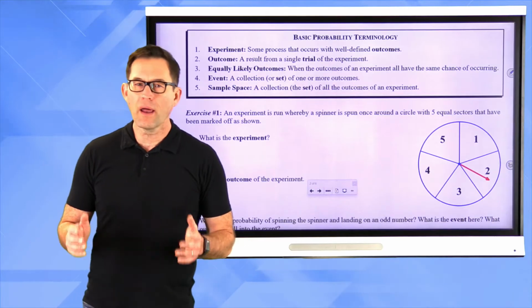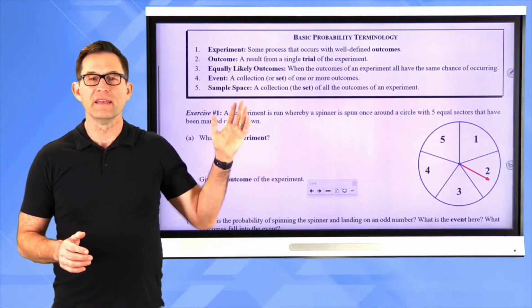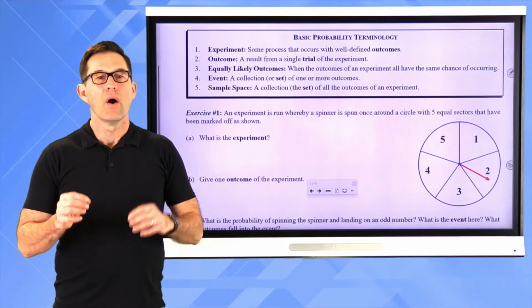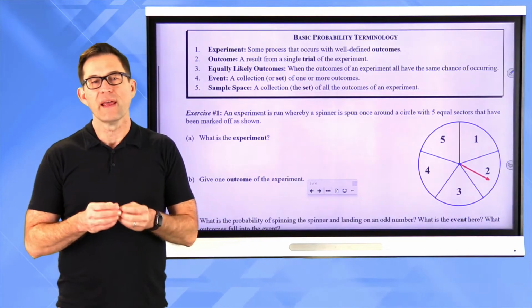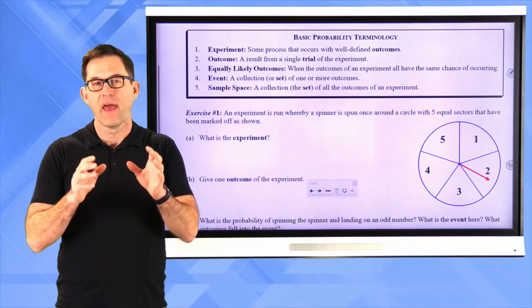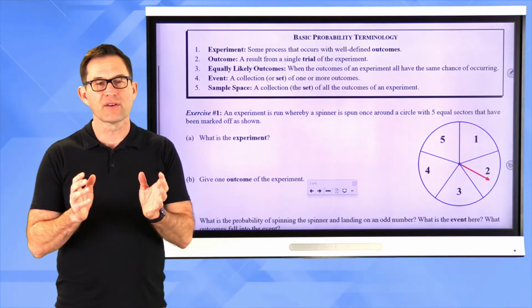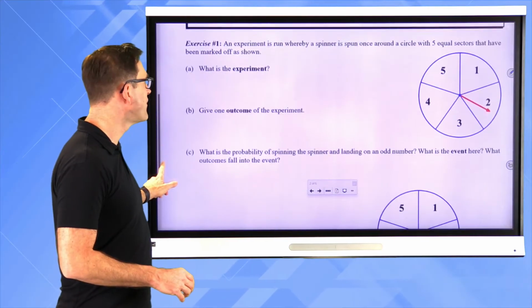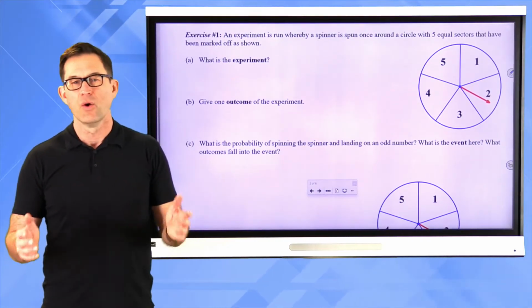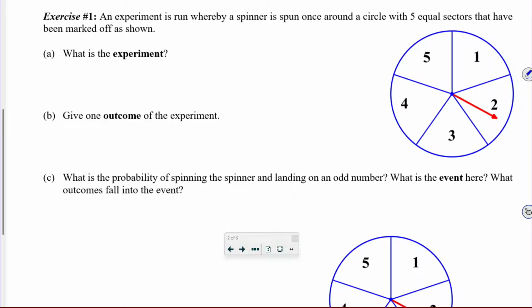All right, now a lot of probability, you don't really particularly need to know this terminology, but as you move through this unit, this terminology becomes more and more important in terms of helping us really understand, quantify, and sort of collect our knowledge about probability. So let's jump into exercise 1, which should be a fairly easy problem that you probably could have done when you first learned about probability. An experiment is run whereby a spinner is spun around a circle with 5 equal sectors that have been marked off as shown. Letter A, what is the experiment?